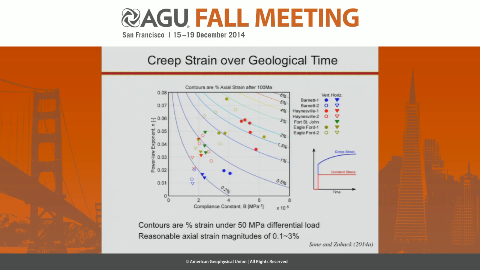The constitutive law has two parameters. One, this parameter B, is just 1 over Young's modulus. This exponent n right now has to be determined experimentally.